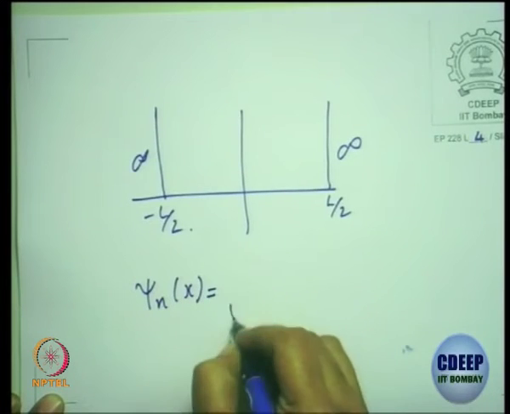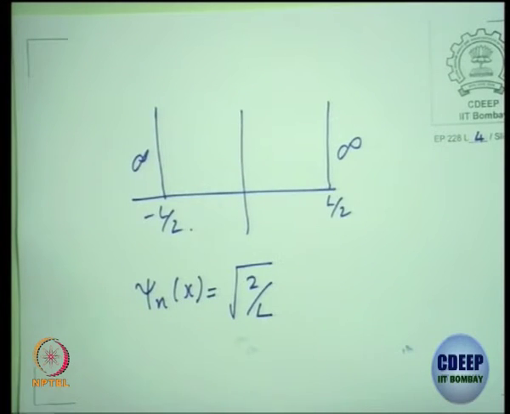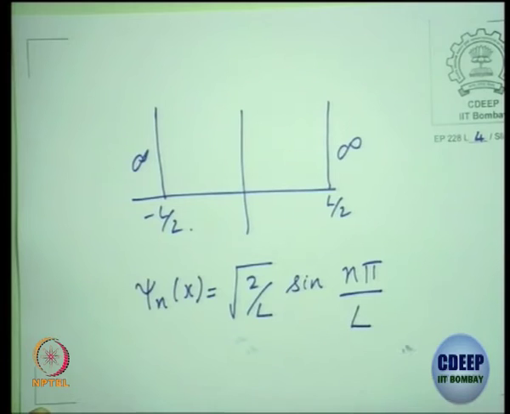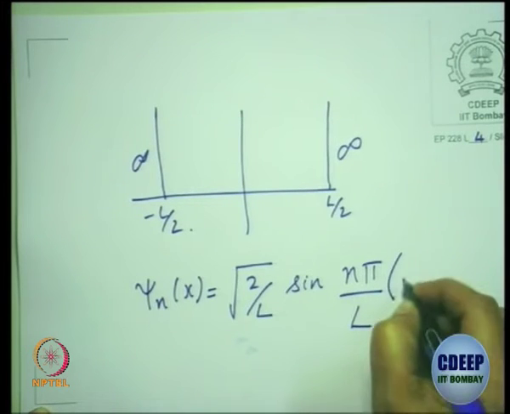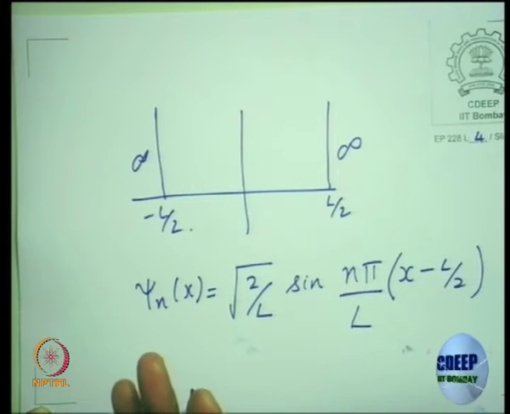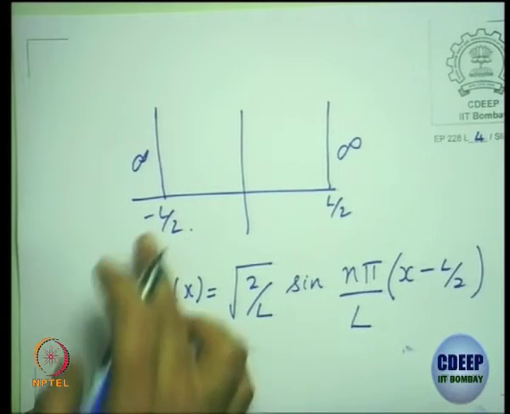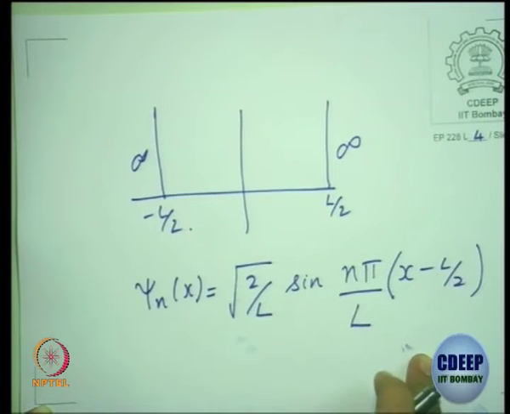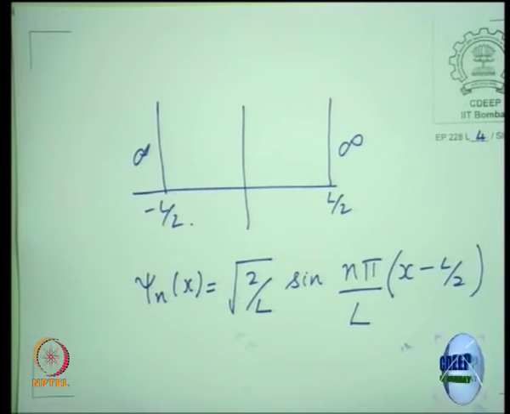If I had psi n of x, I can write it as root of 2 over L, the length of the box is still the same. Coordinates of the box have changed. So, sin n pi by L, x is shifted to x minus L by 2, so what you called x equal to 0 becomes minus L by 2, x equal to L will become L by 2. Nothing else I did. This is called shifting the box.